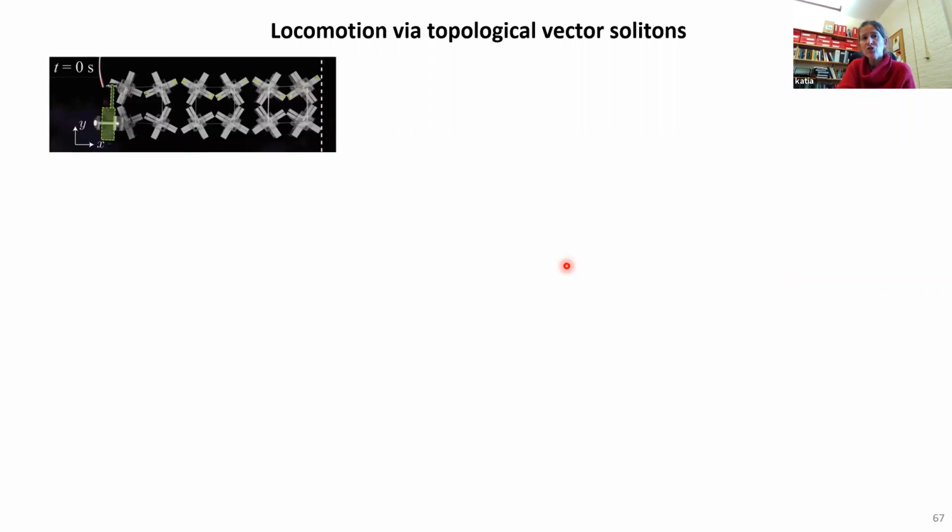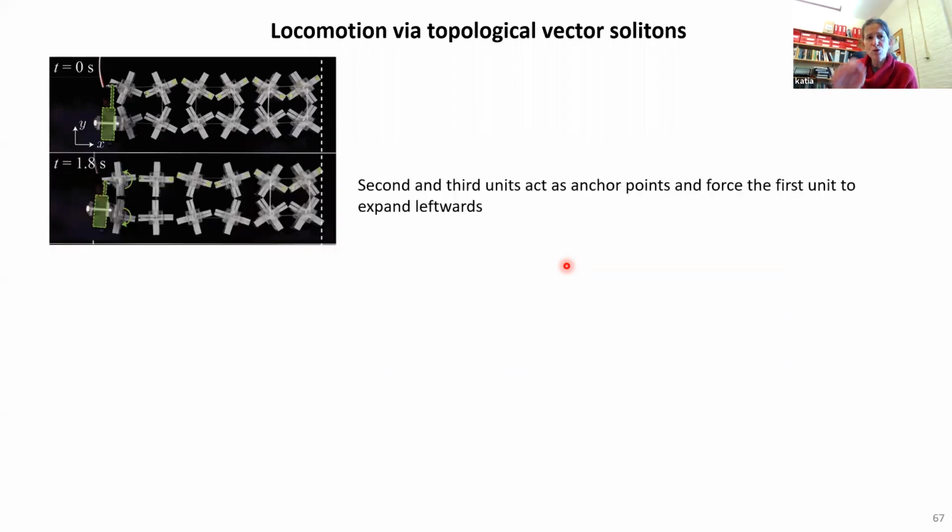We have our structure. Each unit is sitting in a stable configuration. Then we use the actuator, the linear actuator that here is highlighted in green, to move the first unit from one stable configuration to the other stable configuration. And now what we see is that as the first unit moves to the other stable configuration, the other two units are still rotated. And so they provide resistance against motion in the right direction. And so the first unit expands toward the left.